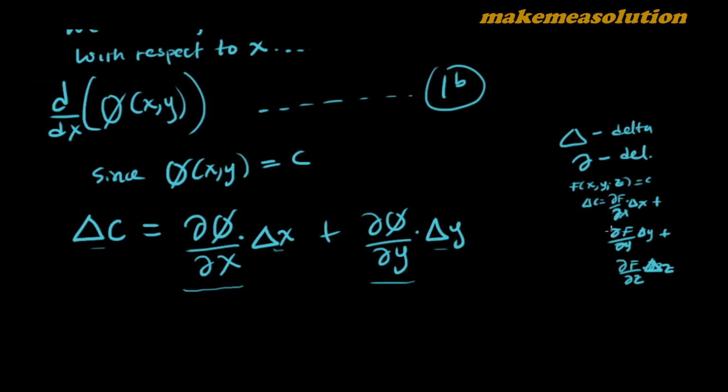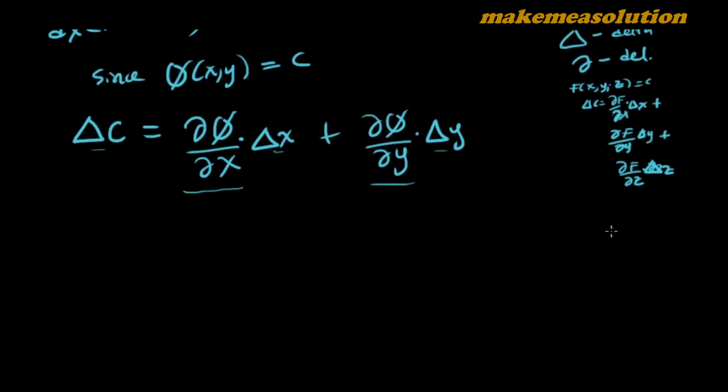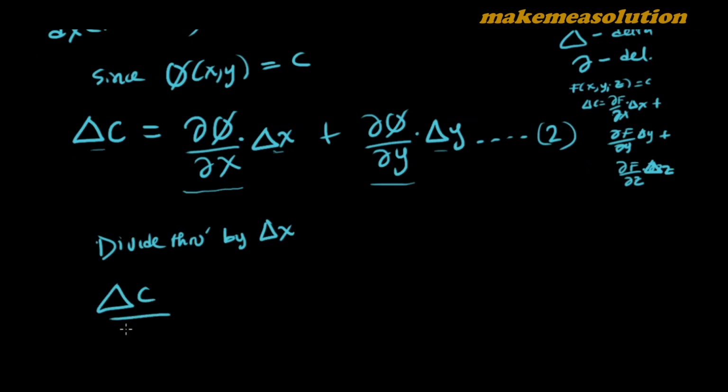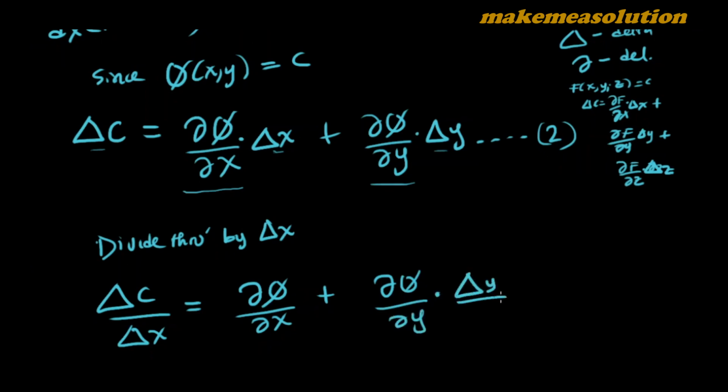Now remember that we want to find the total derivative of this particular function phi of x with respect to x. So at this point, let me call this equation 2, it makes sense to divide through by delta x. So in dividing through by delta x, I'll have delta c over delta x becomes partial derivative of phi with respect to x plus partial derivative of phi with respect to y dot delta y over delta x.